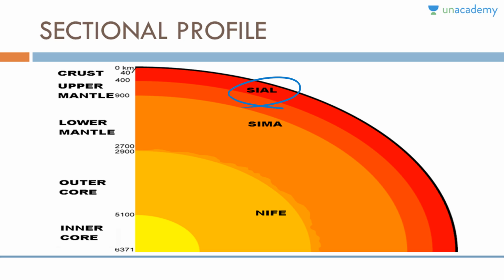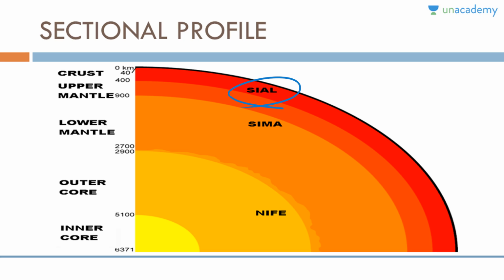So it is made up of silica and aluminium, and its average thickness ranges between 50 to 300 kilometers, and density ranges from 2.75 to 2.90. The continents are supposed to be made up of the sialic layer, which is lighter and therefore floats over the underlying layer.